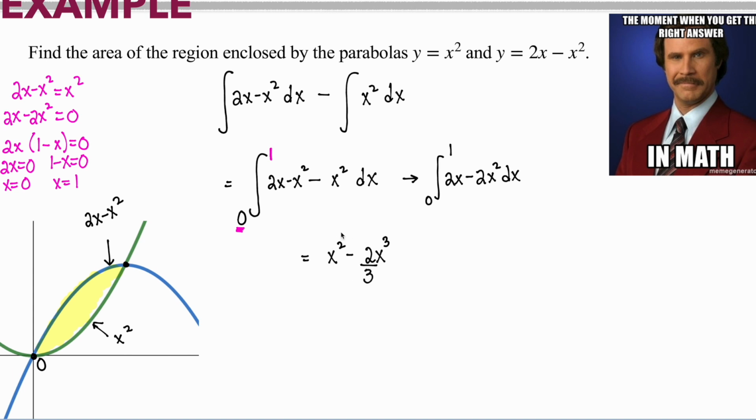Just to prove that this does work, the derivative of x squared is 2x, which is exactly what we had, and for the derivative of 2 over 3 x cubed, I bring the 3 down, which cancels the 3, leaving me 2x squared, so that does work. Now I am going from 0 to 1, so I'm going to plug in 1, and then plug in 0. My answer is going to be 1 minus 2/3, which is 1/3.